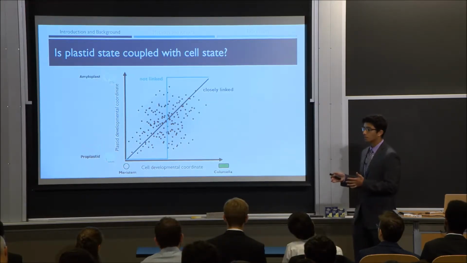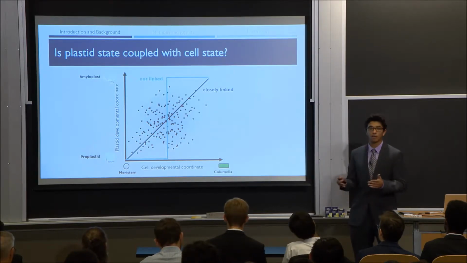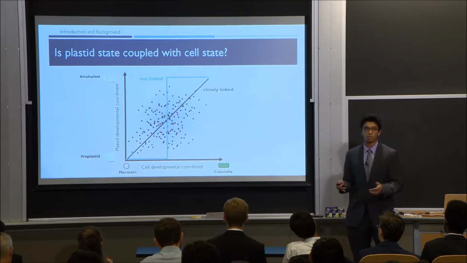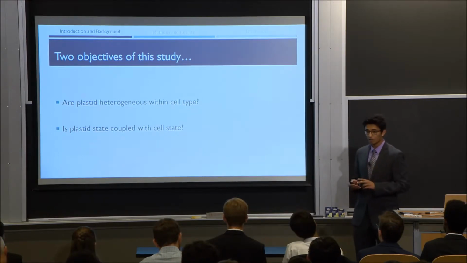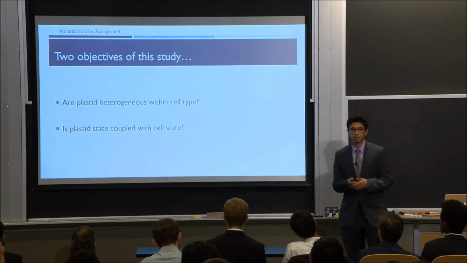Another thing to note here is that we'll be using meristematic cells and columella cap cells, as those are the two types of cells that have characteristic plastid types. So meristematic cells have a higher expression of proplastid genes, and columella cap cells have a higher expression of amyloplast genes. So again, the two objectives of this study: do the same cell types have the same plastid type, and is plastid state coupled to cell state?